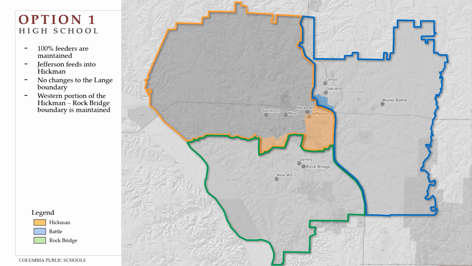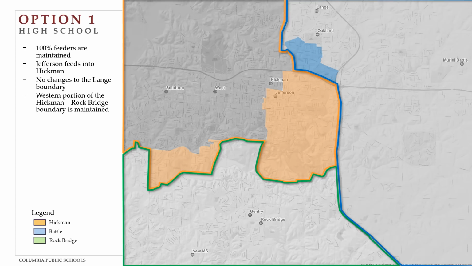As you can see, we have those areas in Jefferson that would feed to Hickman, and those areas that were moved from Gentry into Smithton and West would feed into Hickman. We also have that one area that was moved from Jefferson into Oakland, would also feed into Battle. And so here's our detail here. You can see this area goes from Rockbridge to Hickman, also Jefferson feeding from Rockbridge to Hickman, and then Rockbridge to Battle over here.